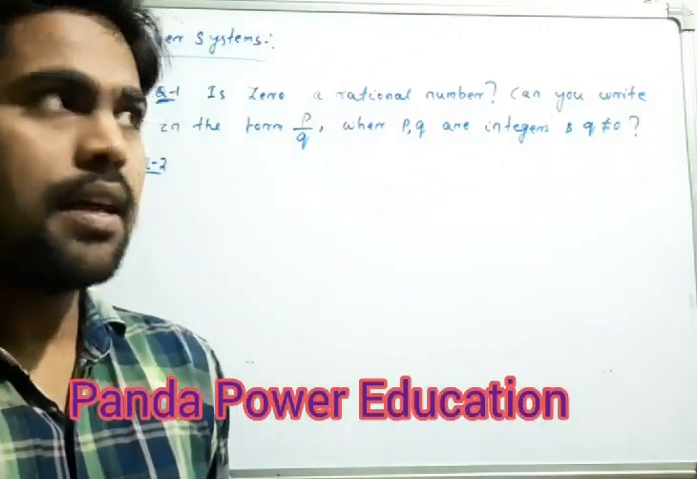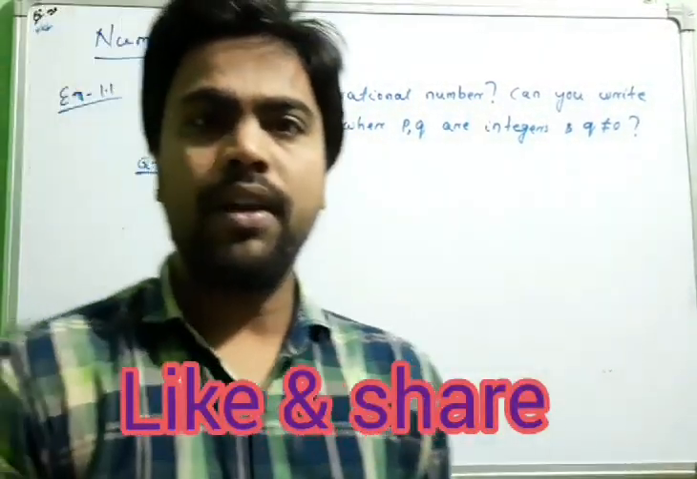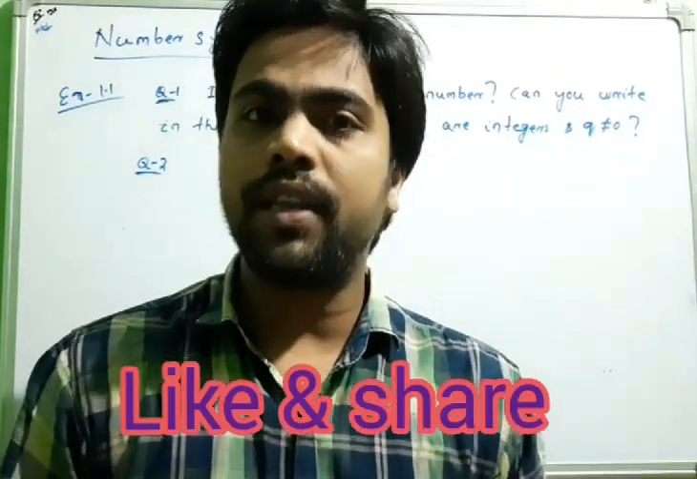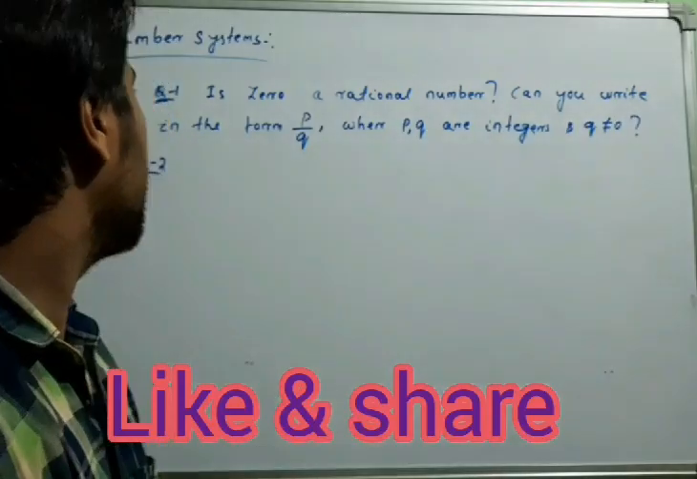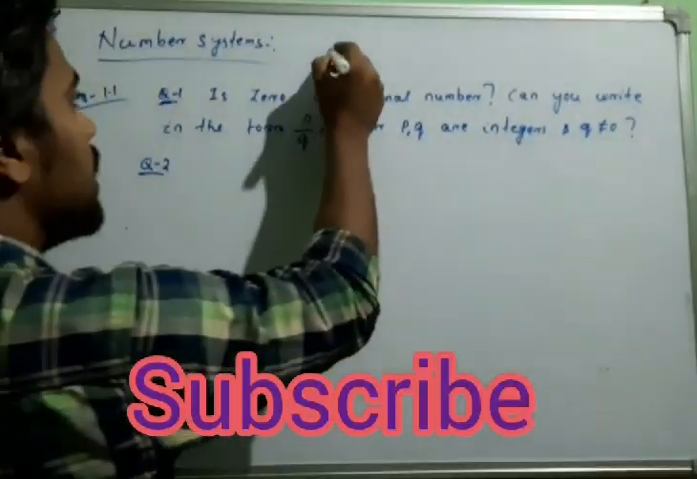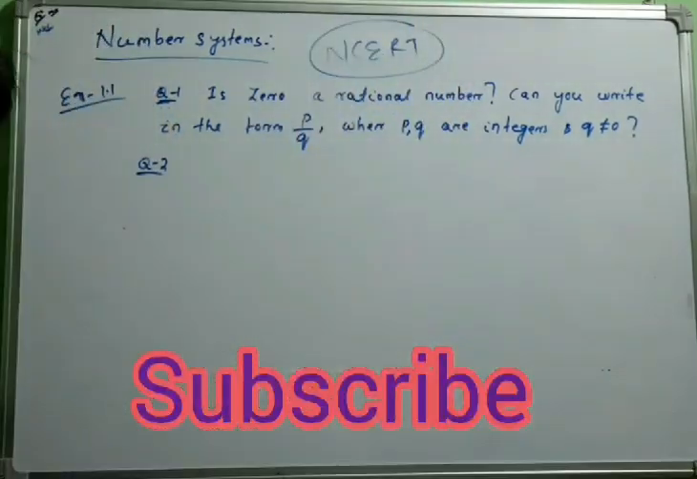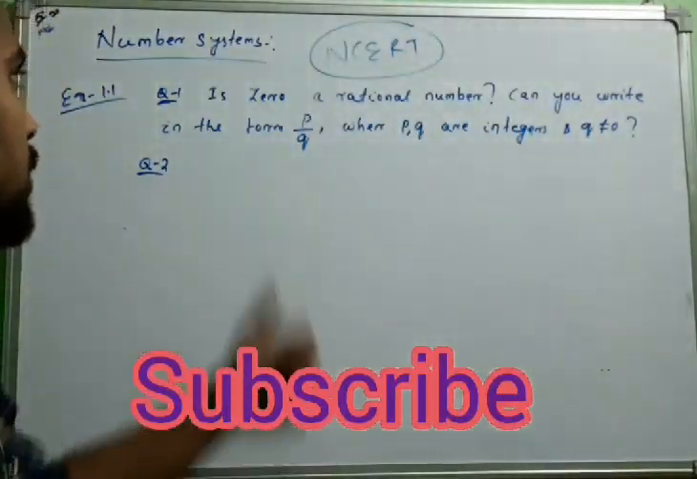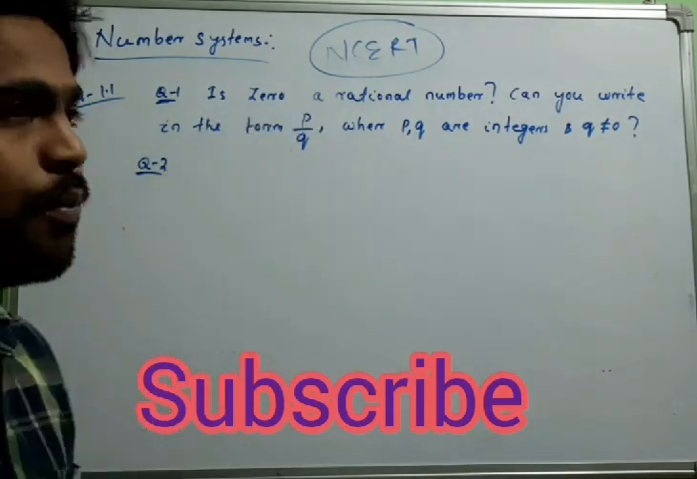Students, in the previous class, we already discussed the number system, that is whole number, integer, natural number, rational number, irrational number. Those things we already studied. So in this class, I am discussing exercise 1.1 of NCERT. Now just see, the first question is given to you: is 0 a rational number?